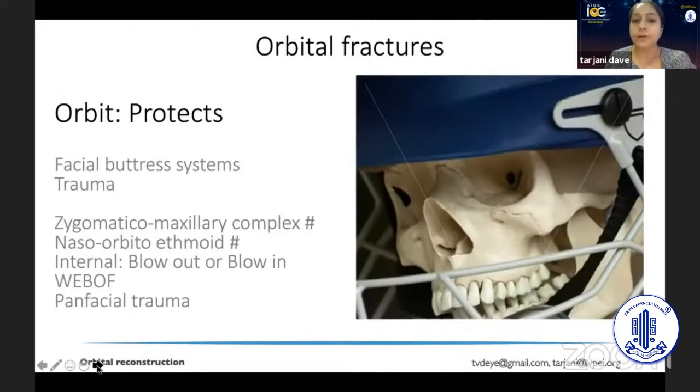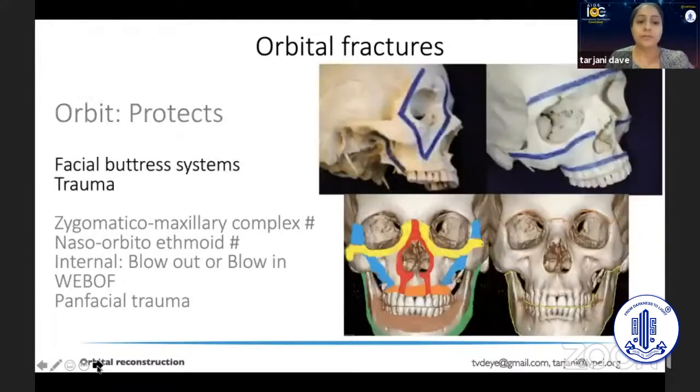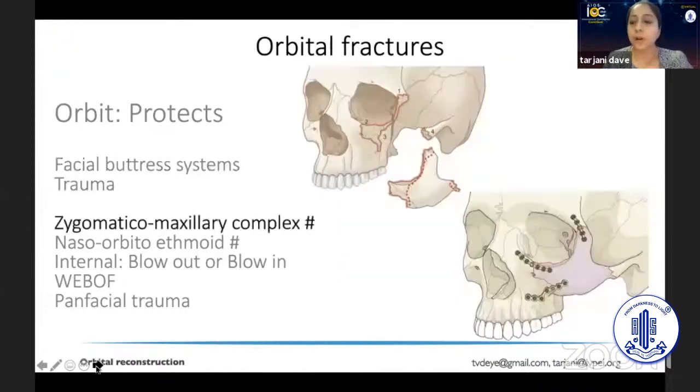Now, when we look at the role of the orbit, it is to protect the eyeball. It provides a cushion around the eyeball, and there are several facial buttress systems which are present to give the facial skeleton its vertical height, its horizontal height, as well as to provide the bony support for mastication. These buttress systems and suture lines are what are involved in orbital trauma, especially one which goes panfacial.